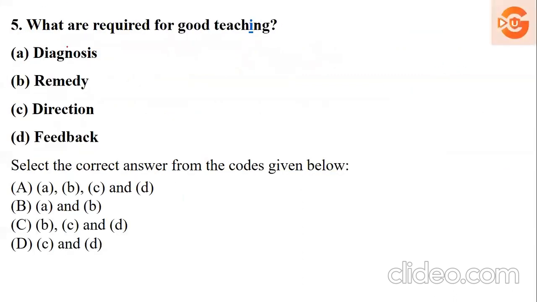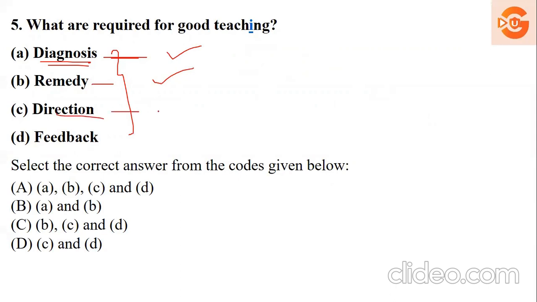Next is, what are required for good teaching? From the following, what things are required? Diagnosis. Now, when we talk about diagnosis, इसका मतलब है आप problem find out करते हैं and a solution for the problem. But to do that, you should know the problem first. What problem is a child facing? Why is his concentration not there? Why is he not able to study? तो सबसे पहले तो आपको problem find out करनी है. Yes, it is required. Remedy, उस problem का solution आपको find out करना है. That is a remedy.